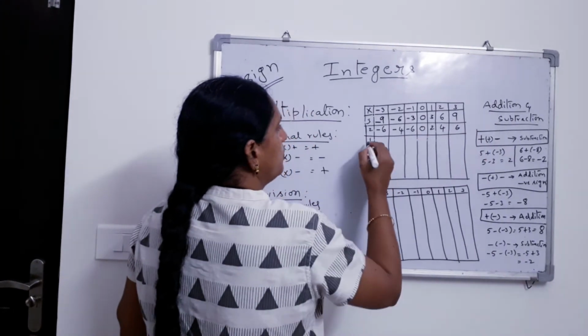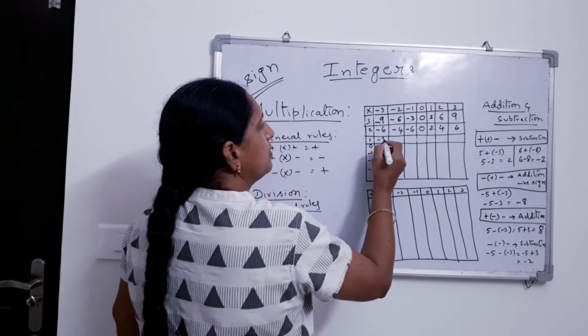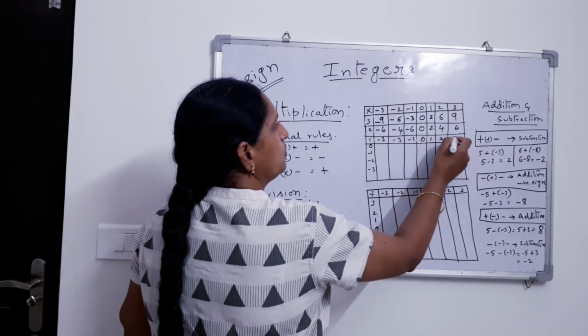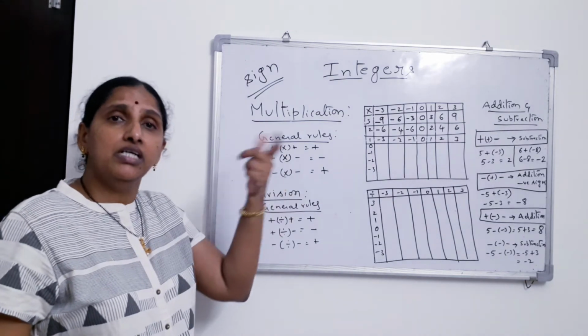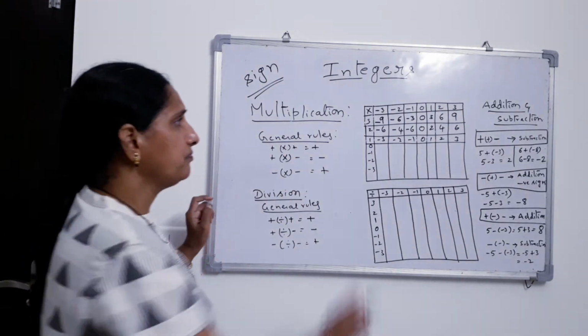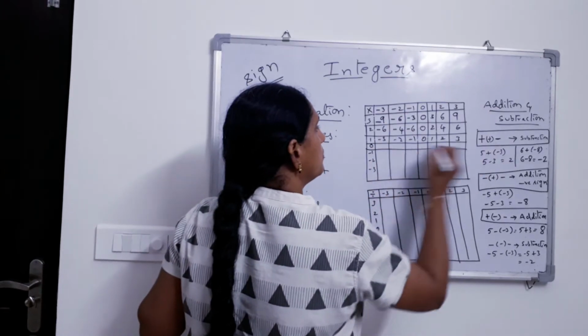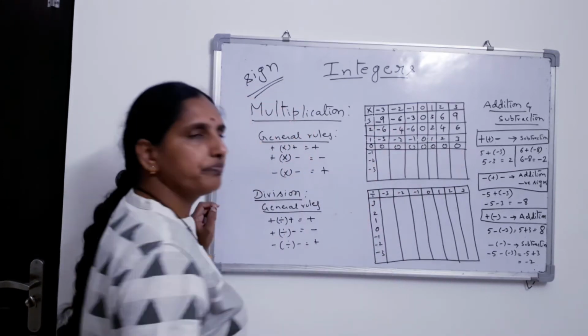Okay. So now 1 multiplied by any number gives the same number. Minus 3, minus 2, minus 1, 0, 1, 2, 3, because this is 1. 1 multiplied with any number gives the same number. Right, now 0 multiplied with any number gives you 0.